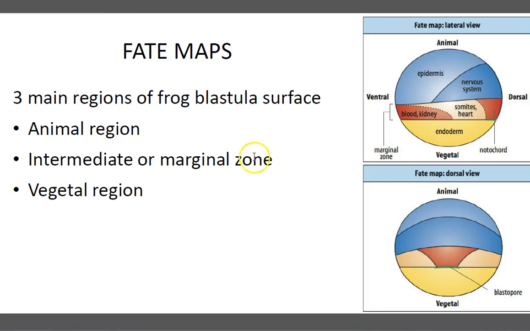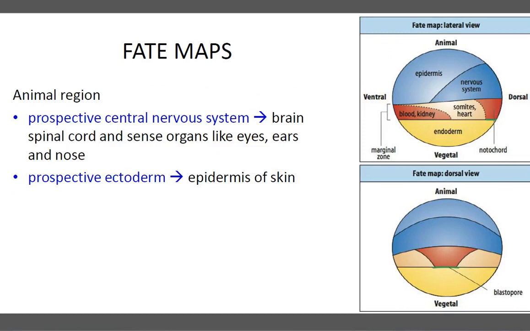Now we did keep mentioning the gray crescent because it is closely related to your blastopore, which is an indication of where the dorsal side of your developing embryo is located. So on the dorsal side of the developing embryo, in your intermediate zone, this is where your notochord will form. The opposite side here is your ventral side. So here we have a more specific discussion of each region.